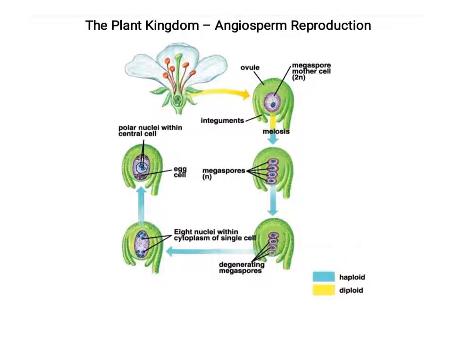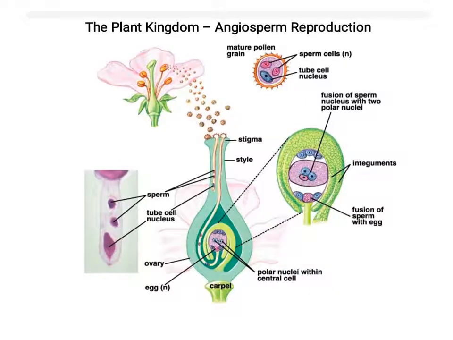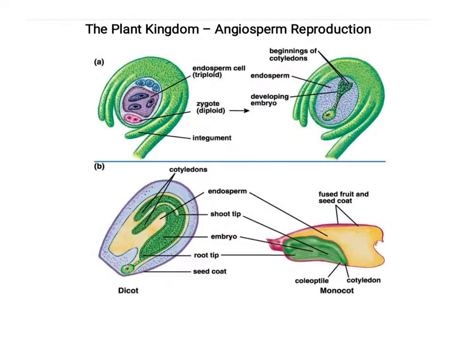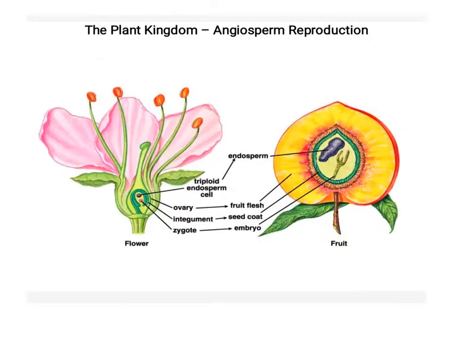Here is the reproduction of angiosperm flowers. Different types of reproduction of angiosperms according to dicot and monocot seeds. The flowers are converted into the fruit. The floral parts, that is sepals and petals, are not involved in some types of fruits. In fruits, the ovary is converted into fruit and ovules are converted into seeds.